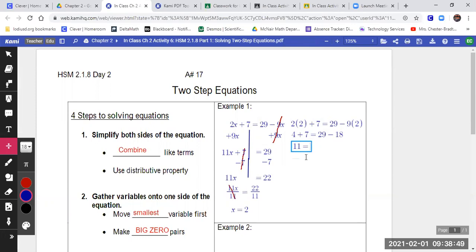29 take away 18. So did it work out? Yes. So we put a little check mark. And our final answer is X equals 2.